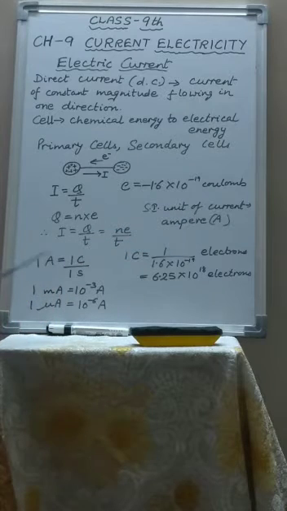So this is the SI unit of current. But for measuring smaller values of current, we use milliampere and microampere. 1 milliampere is 10 to the power minus 3 ampere, while 1 microampere is 10 to the power minus 6 ampere.